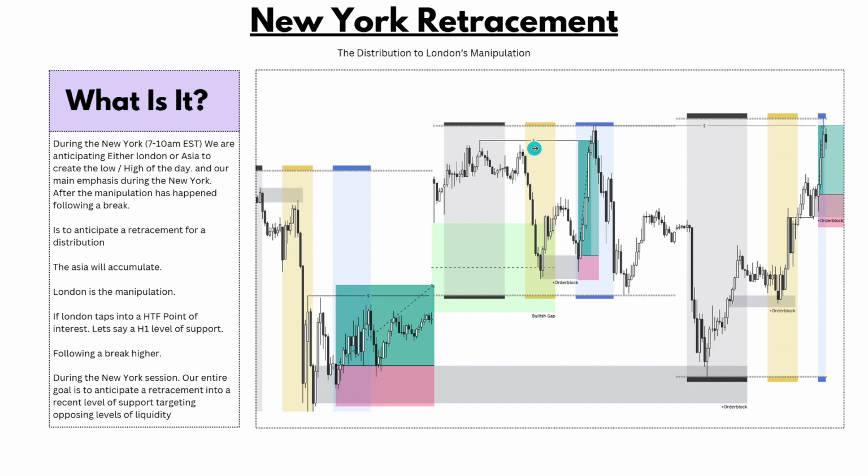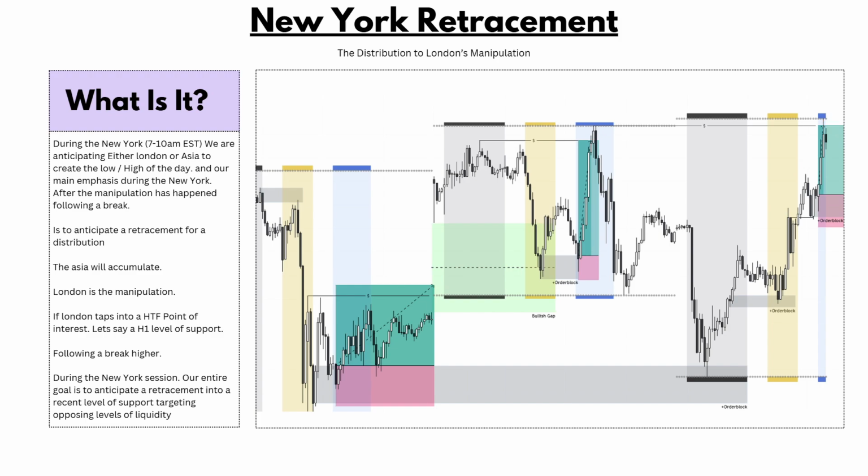During this example right here, we can see the London session had this manipulation higher, followed by this drop lower, then we had this break higher. Then the New York session created this manipulation back into that London session range for a push back higher, back above these Asia session highs. And right here, we have the Asia session create this break higher, giving the manipulation lower into this order block level, followed by this push higher. And during the New York session, we had this retracement for a continuation.